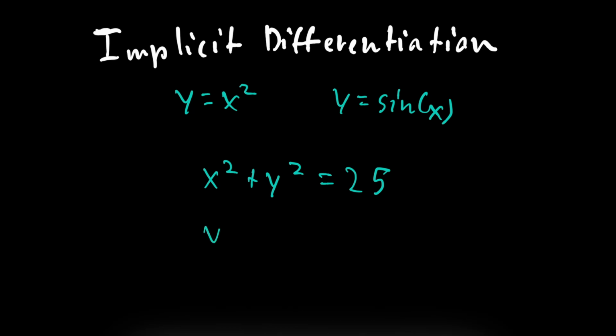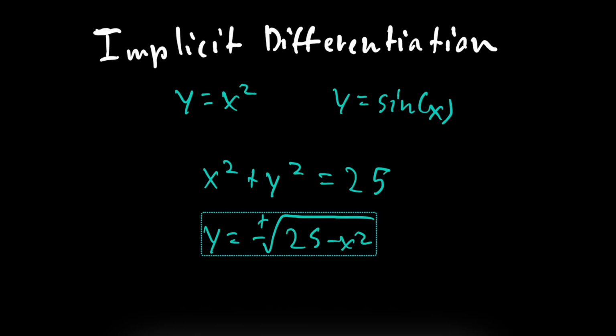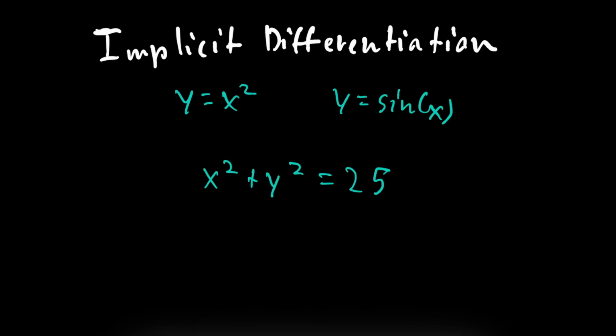I mean, theoretically, you could. You could write it as the square root of 25 minus x squared, but then you would have to deal with the positive root and the negative root, which makes this a pain to deal with. But how do you take the derivative of a function that's not explicitly defined in terms of one variable? That's where implicit differentiation comes in. Implicit differentiation is a technique that allows us to find dy dx when y isn't isolated.